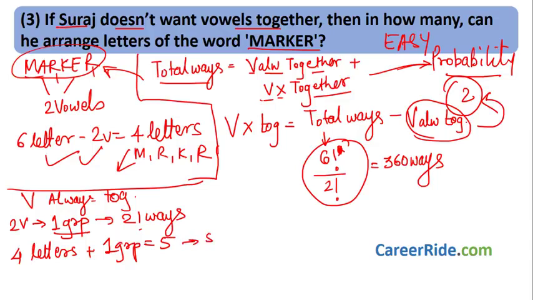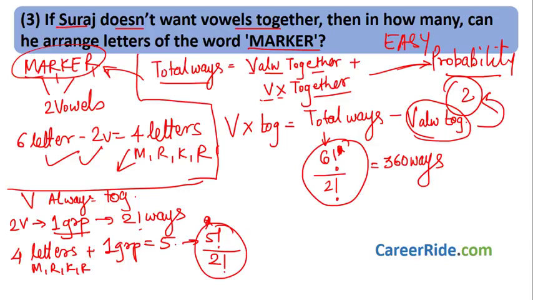These 5 things can be arranged in 5 factorial ways. No, not 5 factorial. Why? Because the 4 letters are M, R, K and R. R gets repeated twice, that is 2 times. So these 5 things can be arranged in 5 factorial divided by 2 factorial, because we are cancelling the repetition, right? Now this is the way to arrange 4 letters and 1 group.